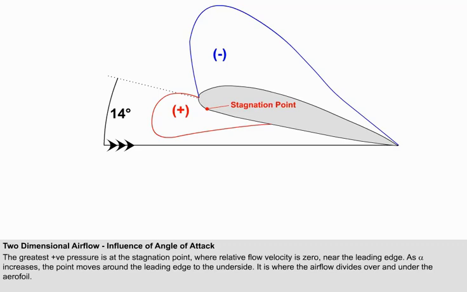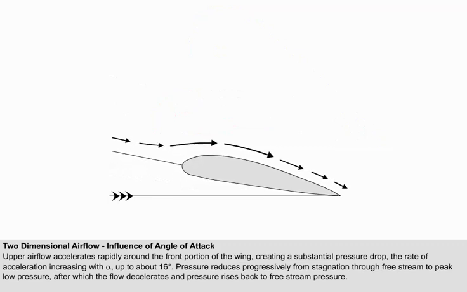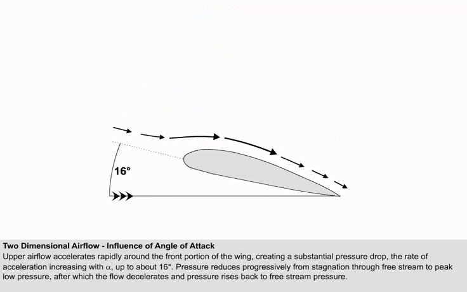The stagnation point is where the airflow divides over the upper and lower surfaces, and pressure here is static plus dynamic. The flow over the top accelerates rapidly around the leading edge and over the front portion of the wing, creating a substantial static pressure drop. The rate of acceleration increases with alpha, up to about 16 degrees. The pressure reduces continuously from stagnation value, through free stream pressure, to a position on the top surface where a peak value is reached. From there, the airflow decelerates progressively, and the pressure rises back to free stream near the trailing edge.